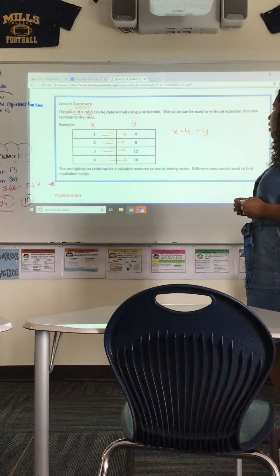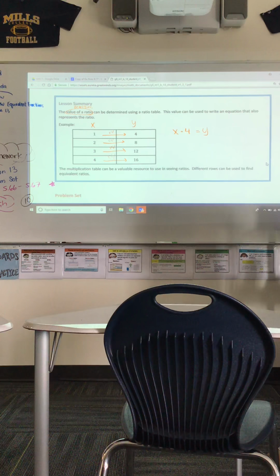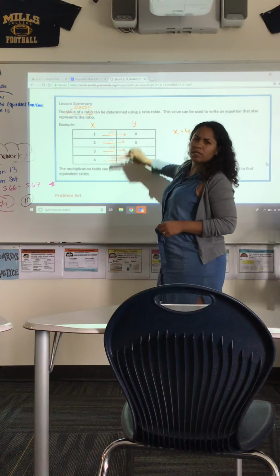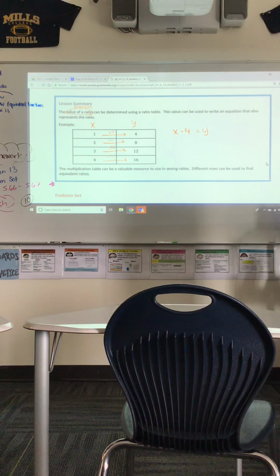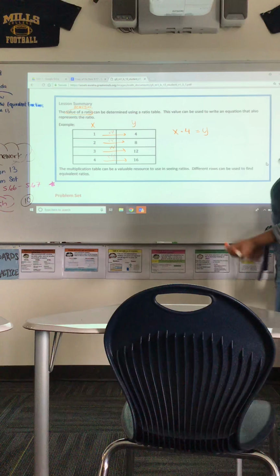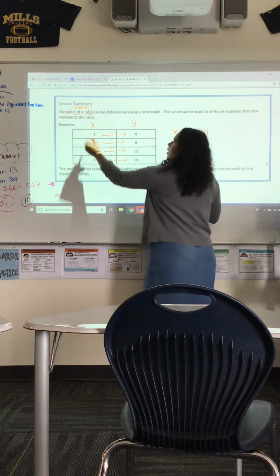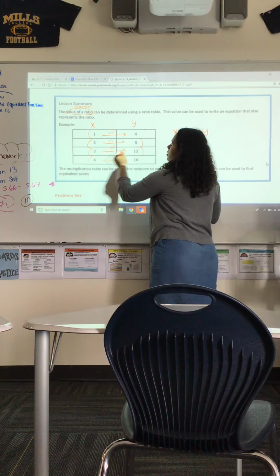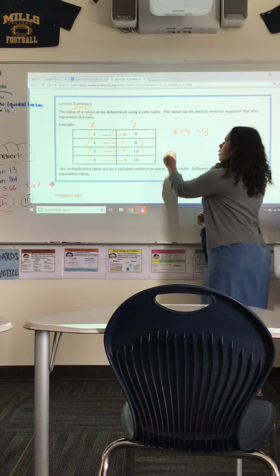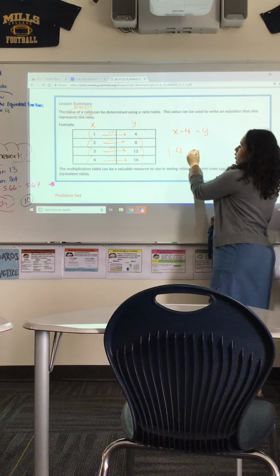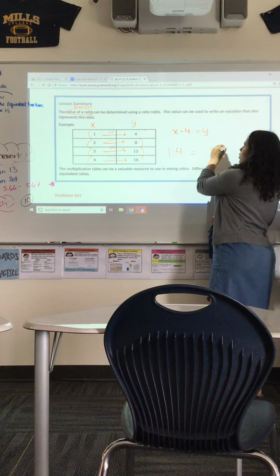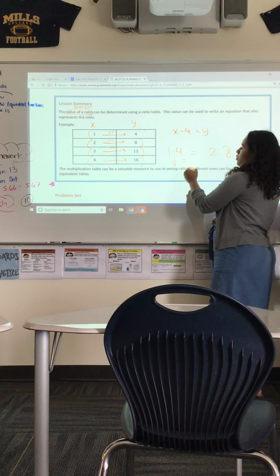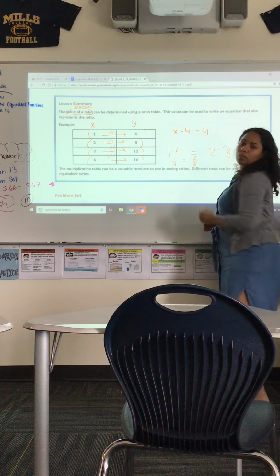The multiplication table can be a valuable resource to use in seeing ratios. When it says multiplication table, I think it just means this ratio table. Different rows can be used to find equivalent ratios. What it means by that last sentence is that this is a ratio pair, this is a ratio pair, this is a ratio pair, and this is a ratio pair. So 1 to 4 is equivalent or equal to 2 to 8. And we can see that as a fraction, 1 over 4 is equal to 2 over 8, which is what we worked on in class today.